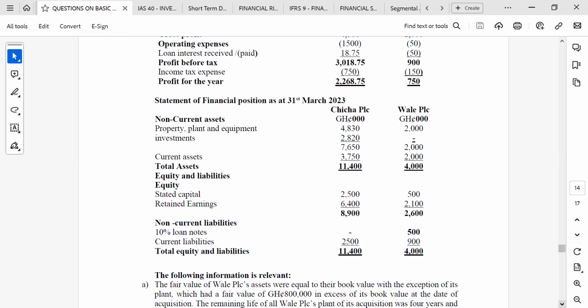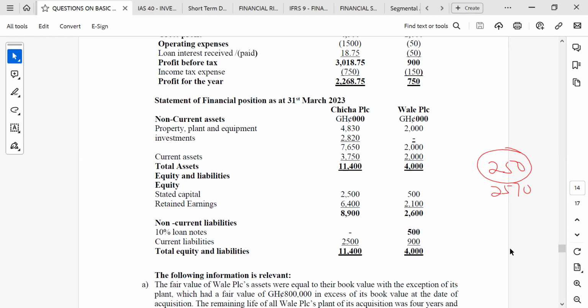So the 10% loan note for the subsidiary is how much? 500. Okay. So if you find half, what will be the half? 250. Okay. Add the 250 to the consideration that the parent has paid and see whether it will give you the figure that they have there as the 2820. Yes, it's 2820. Okay. So it means that the parent is having this as a financial asset in the investment.